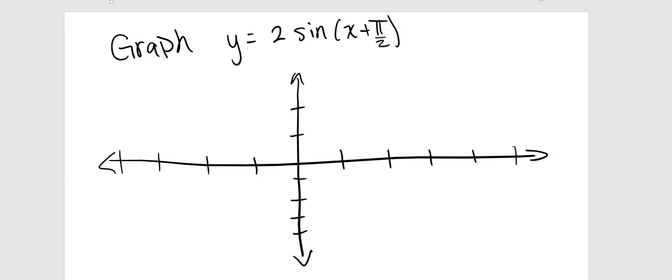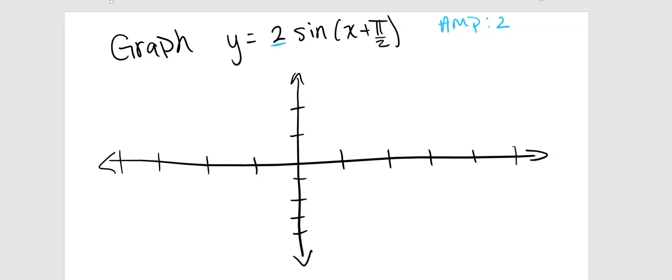So first, let's see, amplitude. Remember, the amplitude is going to be any values in front of the function. We do have a value there, we have a 2. So my amplitude is going to be 2 units.